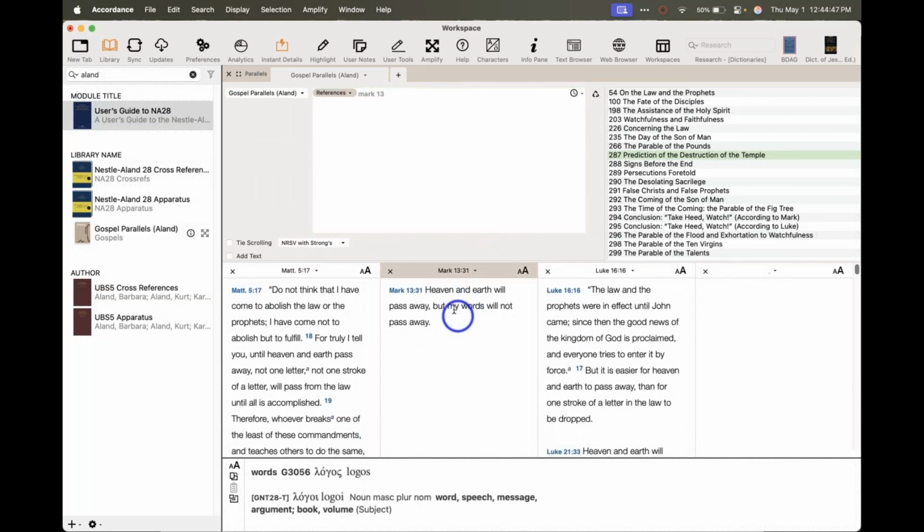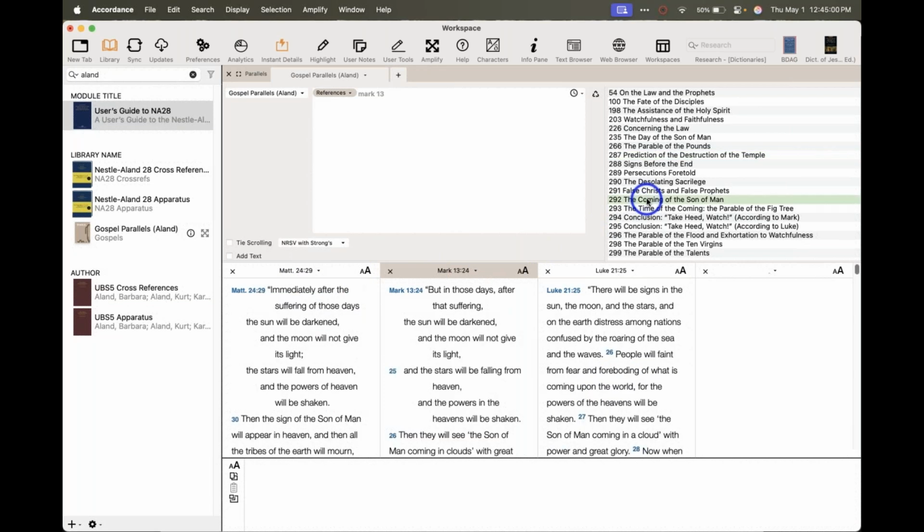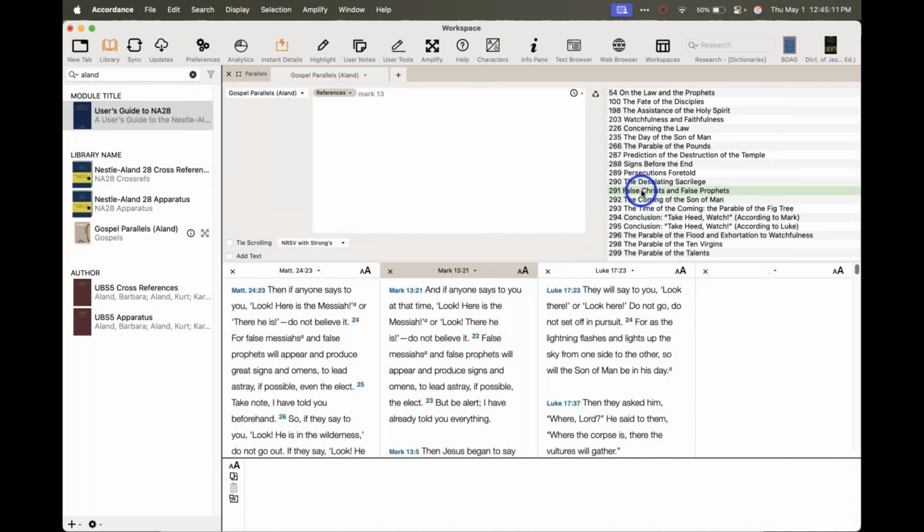But notice here, like, you've got heaven and earth will pass away, but my words will not pass away. Well, we get the parallel to that, as Aland construes it, in Luke 16:17 and in Matthew 5. But if we go to something like the coming of the Son of Man in Mark 13:24, that jumps us to Matthew 24 and Luke 21. So this is really usable, given the way that Mark 13 shows up potentially in other chapters. There's going to be some jumping around you'll have to do.